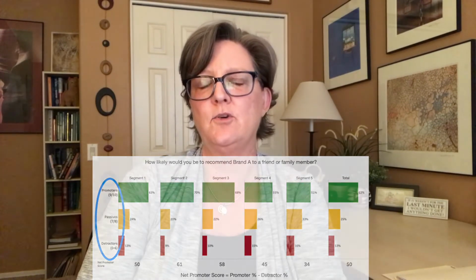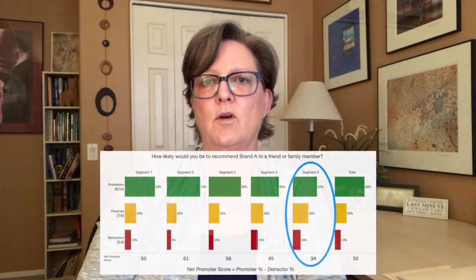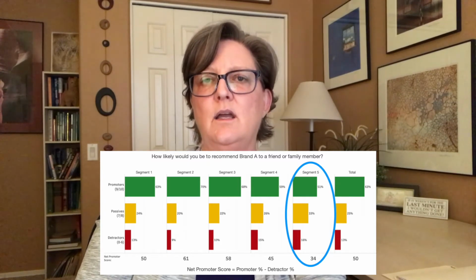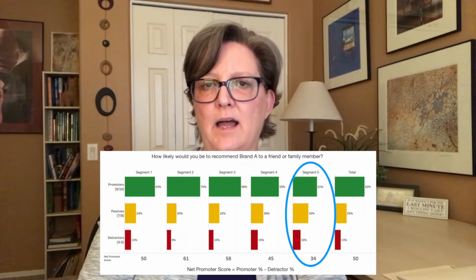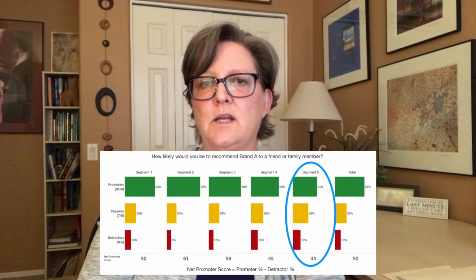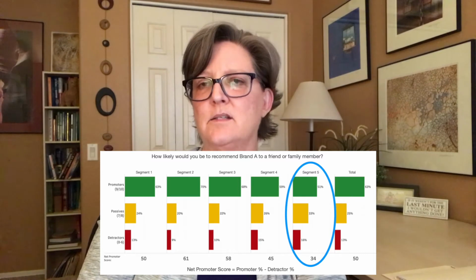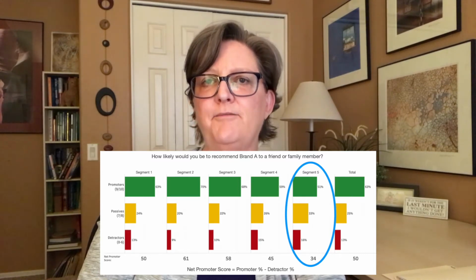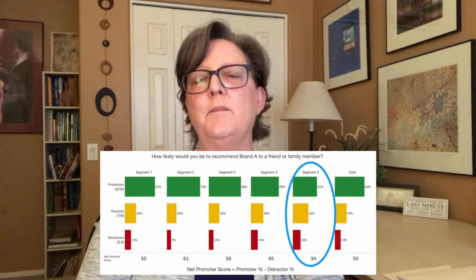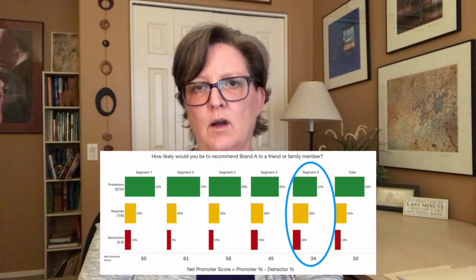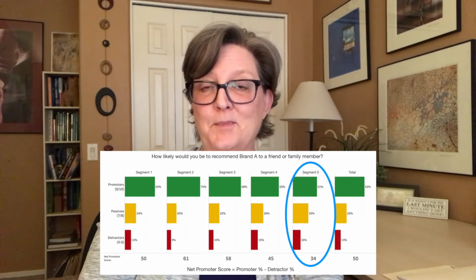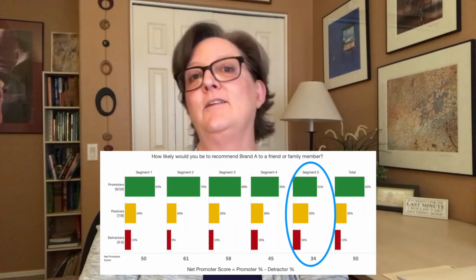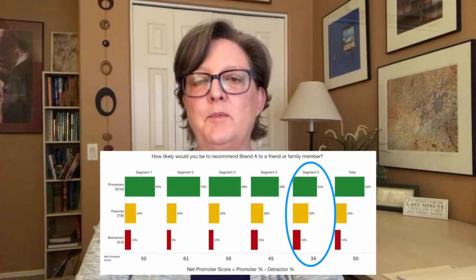Now, I want to show you, this is real Net Promoter Score data from a study we did. You can see across the top we've got different segments in their audience. And I want you to look at segment 5. You could see that their Net Promoter Score is substantially lower than the other brands. The company overall has a 50 Net Promoter Score, which is right in the middle of what you can get as a positive score. Because technically you can get a negative 100 Net Promoter Score if everybody's a detractor, and you can get a positive 100 if everyone's a promoter, but most people are somewhere in between.